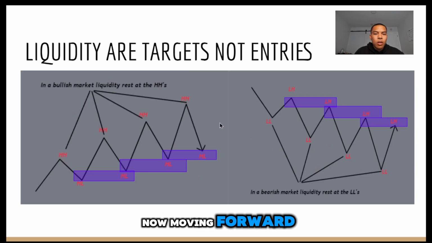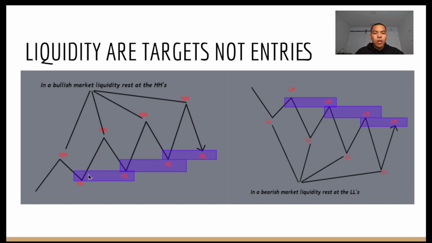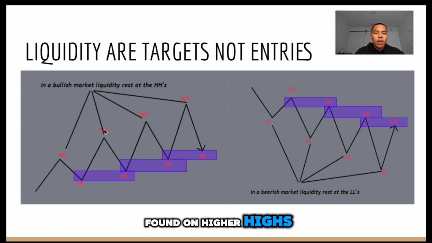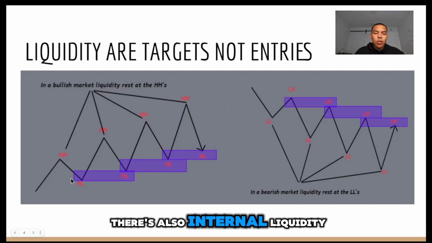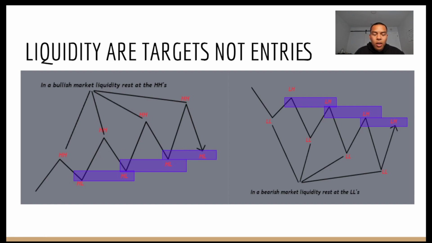Now moving forward, we're going to be talking about how liquidity are targets, not entries. So as we can see in the structure, once price comes back to that higher low, it would then go and pursue that external liquidity. External liquidity is going to be found on higher highs, and then vice versa. In a bearish market, it's going to be found in lower lows. Now, one thing you want to note is that there's also internal liquidity, but I feel like that's going to be saved for another video.